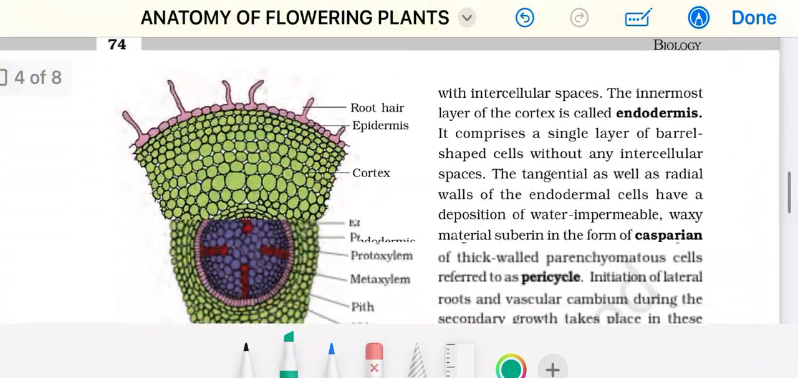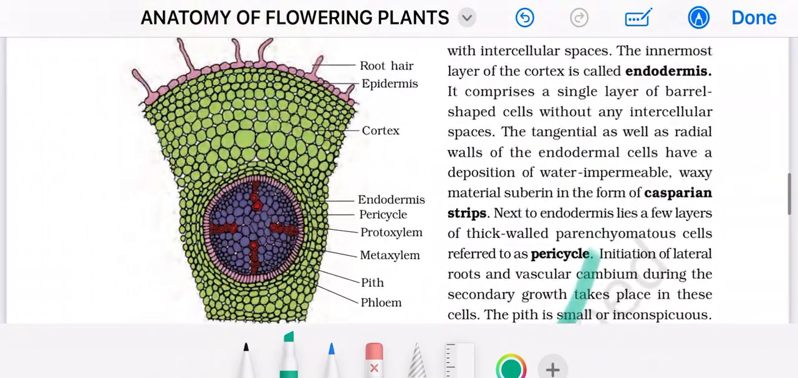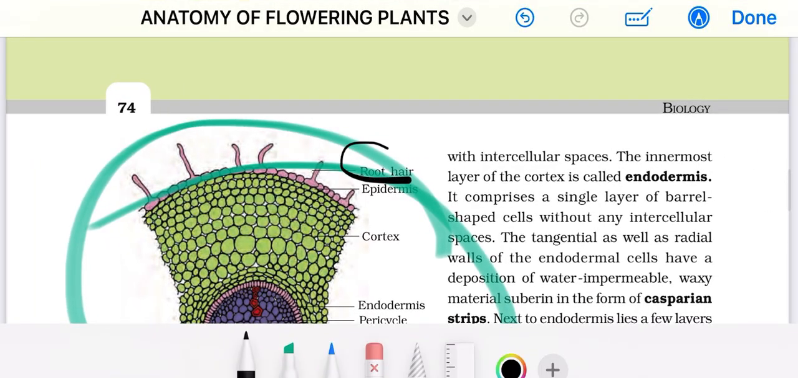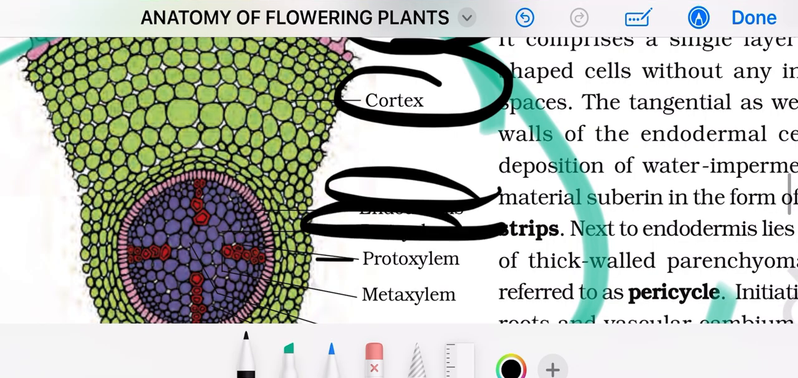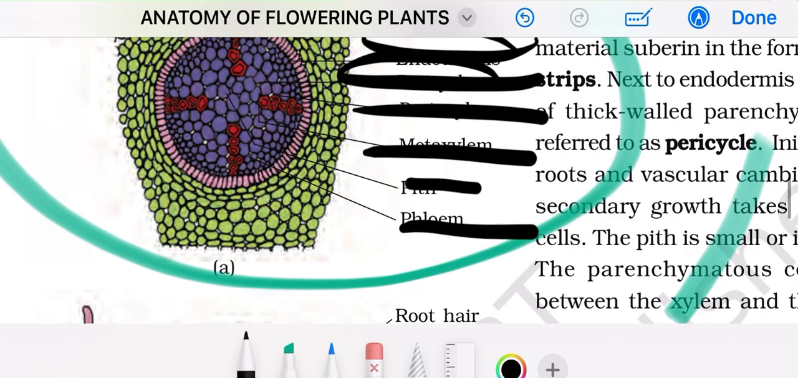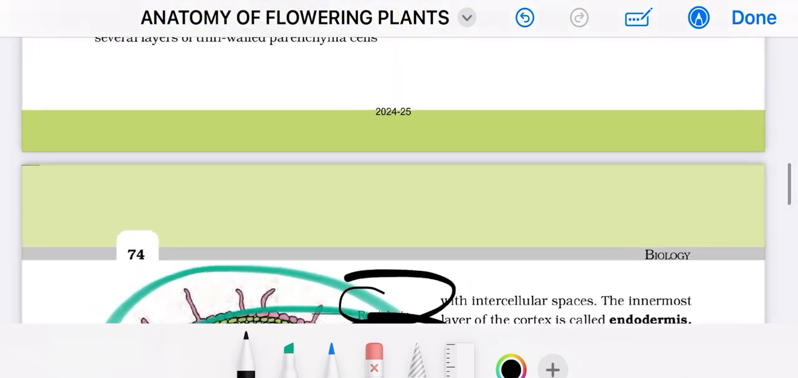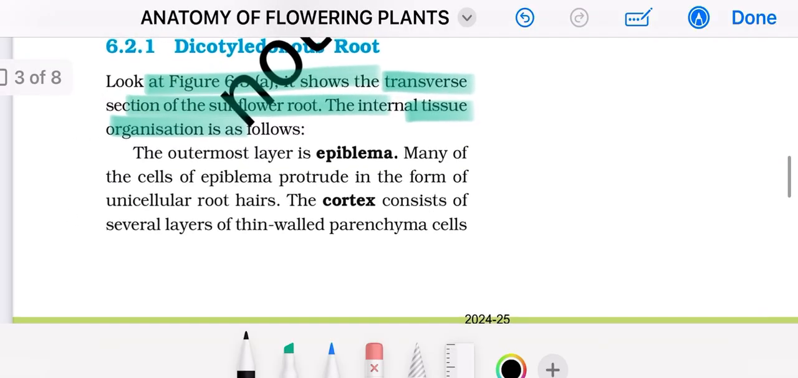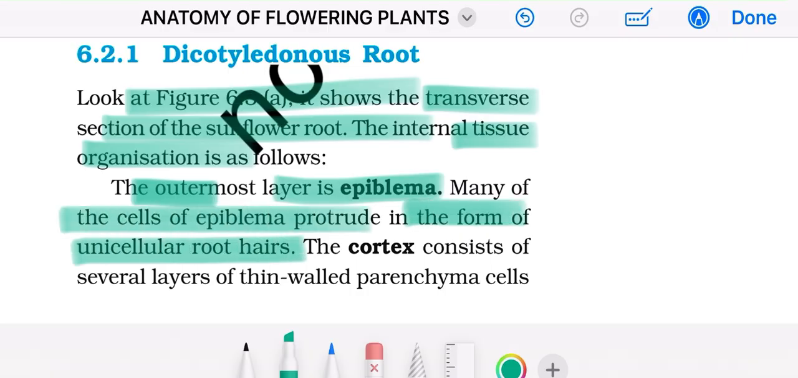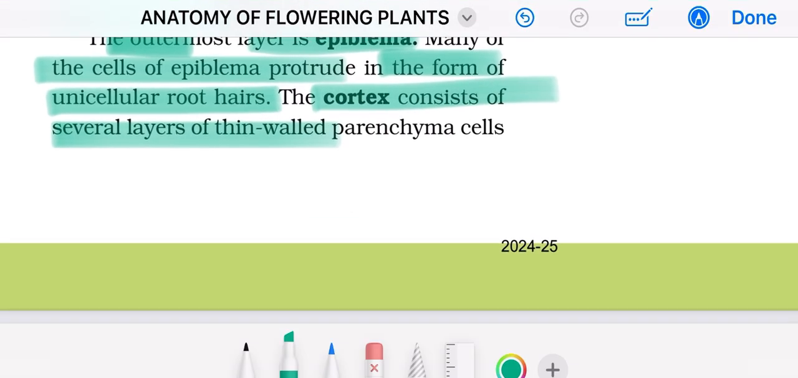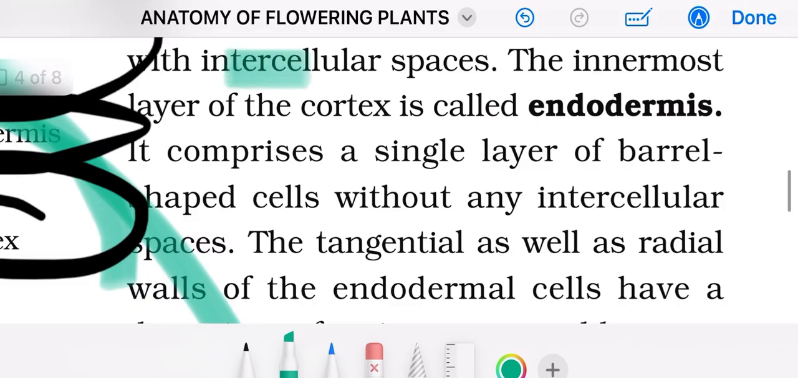Sunflower root, figure 6.3a. Yes, this is a sunflower root. Starting from the outside: epidermis, then cortex, then endodermis, then pericycle, then protoxylem, metaxylem, pith, and phloem. Okay, this is for the dicotyledonous root. The outermost layer is epiblema. Many of the cells of epiblema protrude in the form of unicellular root hairs. The cortex consists of several layers of thin-walled parenchymatous cells with intercellular spaces.